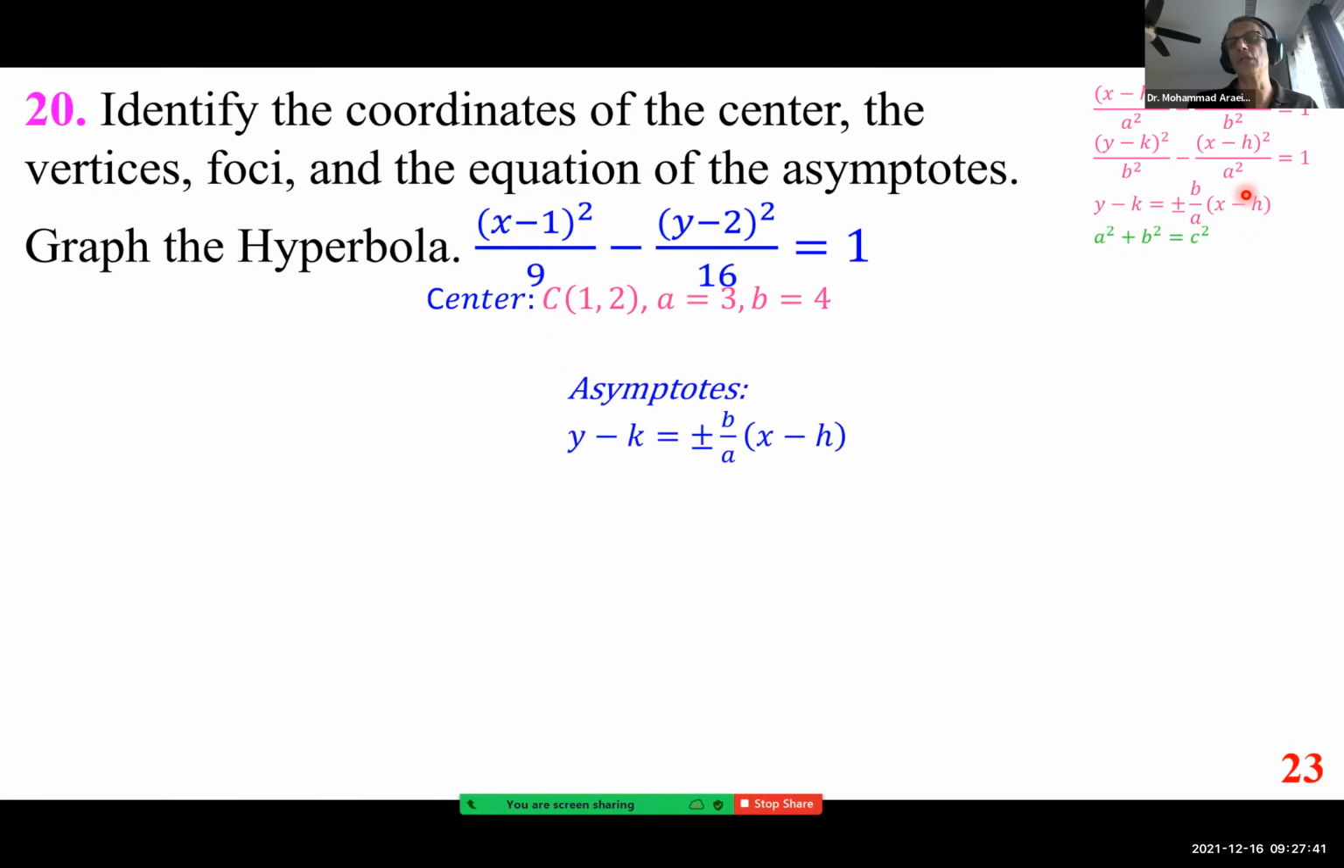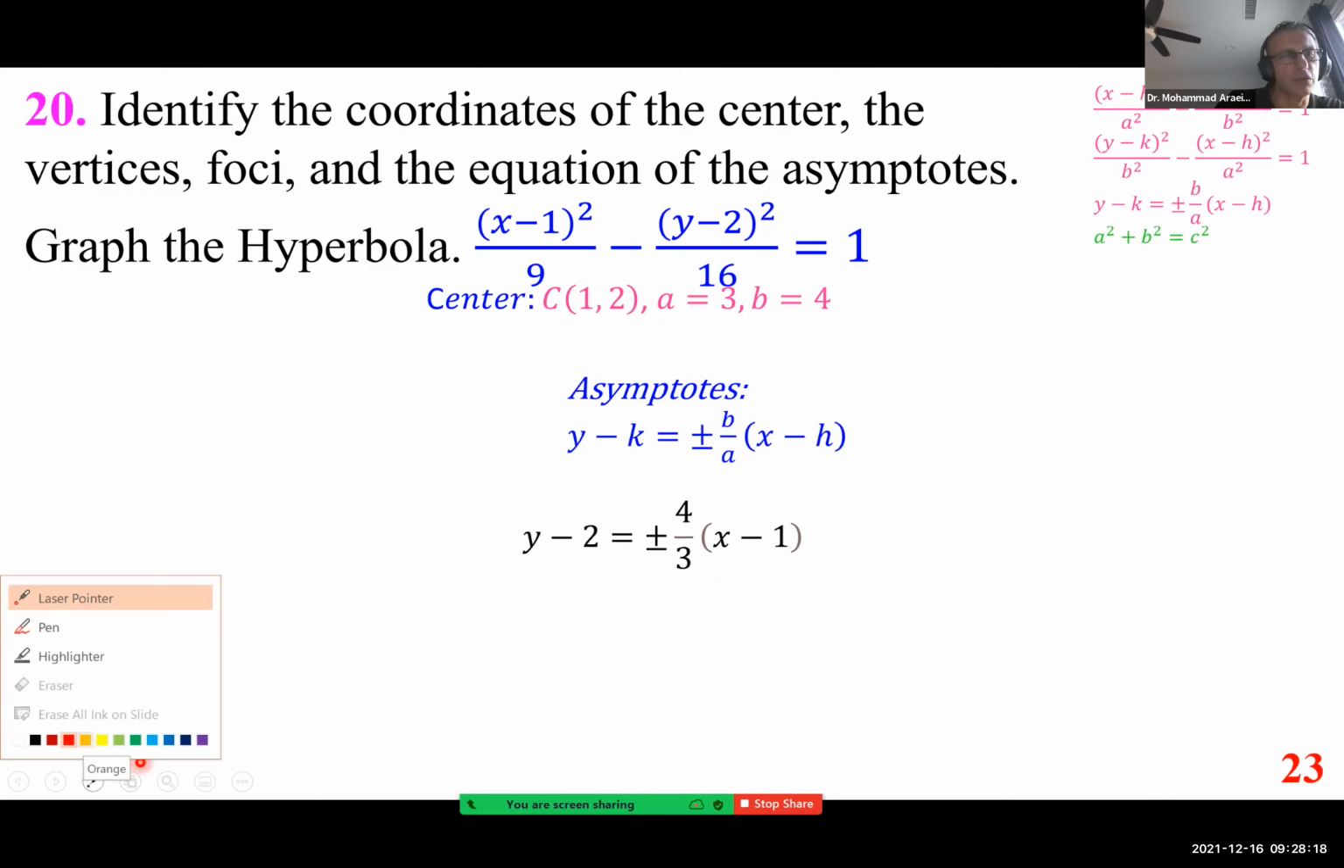So let's see what we have. The asymptotes follow this formula: y minus k equals plus or minus b over a times x minus h. So when we plug in, y minus 2, in other words, it's the same as this one, plus or minus b over a, 4/3, and just like this one, x minus 1. Now, all you have to do is pick up a pair. Please understand this means two equations. Let me write it and then I erase it. I want to make sure everybody understands that we are dealing with two equations here.